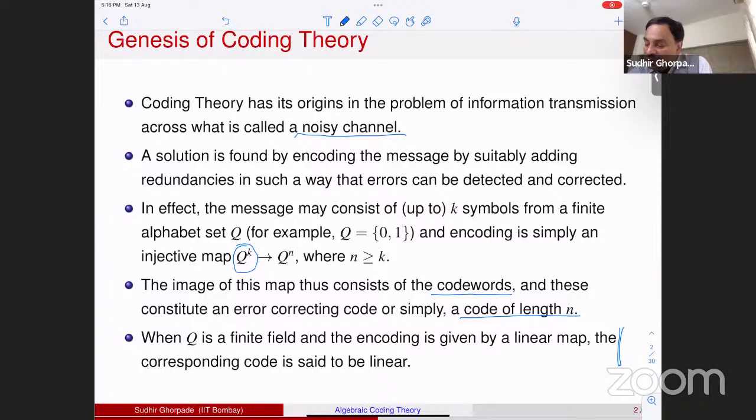So in general, q may be a field with two elements like 0 and 1, or a finite field, in which case q to the k is a vector space of dimension k, and q to the n is a vector space of dimension n. And this map from q to the k to q to the n, an injective map, it is natural to require to be linear. When the encoding is given by a linear map, then the resulting code is said to be a linear code. And these are really the most widely studied classes of codes in coding theory.